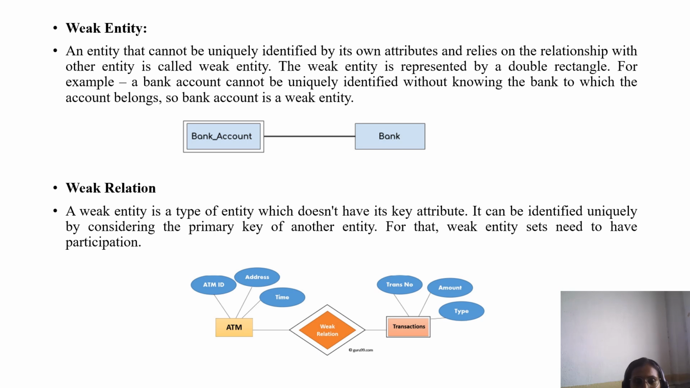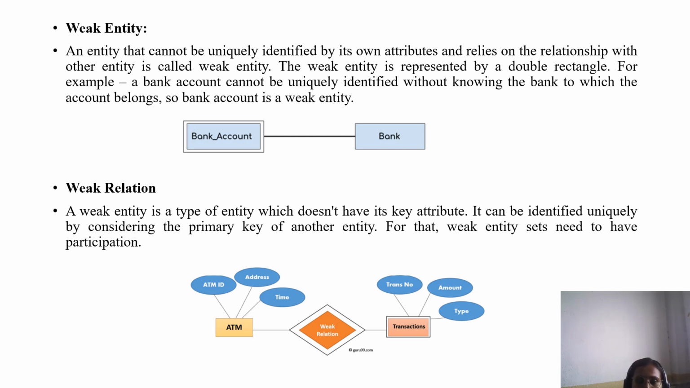A weak entity that cannot be uniquely identified by its own attribute and relies on the relationship with other entity is called a weak entity. In weak entity, we are representing it with a double rectangle, and the example for the weak entity is a bank account cannot be uniquely identified without knowing the bank to which the account belongs. Bank account is a weak entity here.